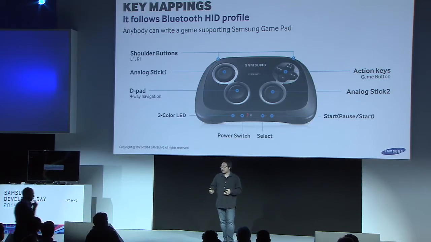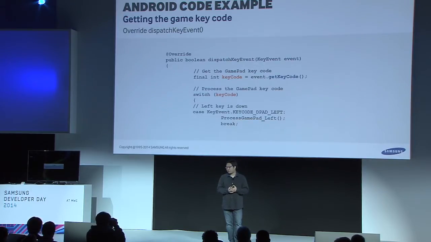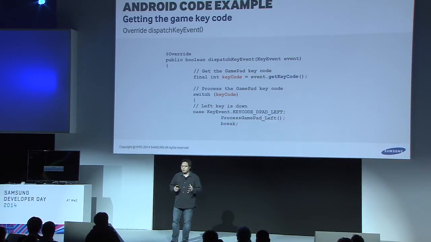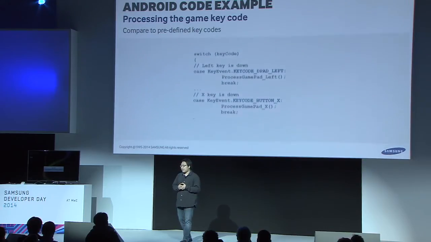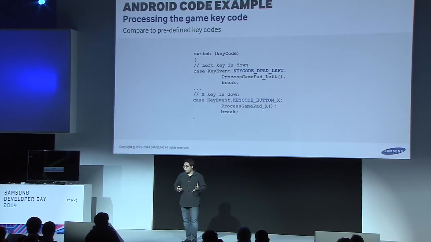If you're an Android developer, you can just support Samsung Gamepad by adding a few lines of code in your application. Let me show you an example in the next couple of slides. To support the Samsung Gamepad, we have to handle two different events, key and motion. And the code here is about handling key events. First thing you have to do is override dispatchKeyEvent method of Android main activity. Inside the method, we can call getKeyCode method to get the key code. And after that, we can compare the value to the predefined values inside KeyEvent class. And now we know which key is actually pressed, so we can just process the key.